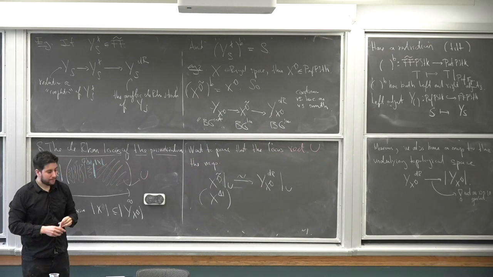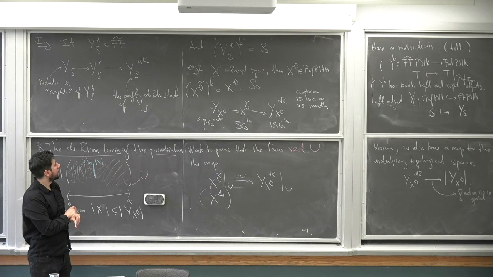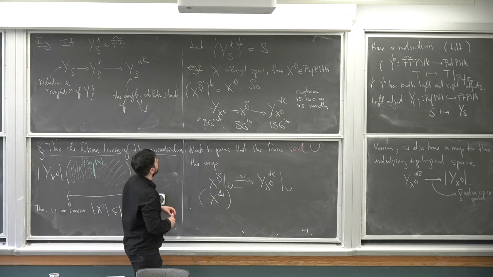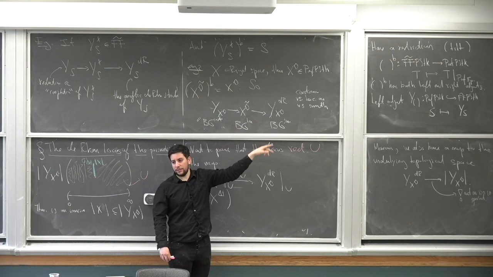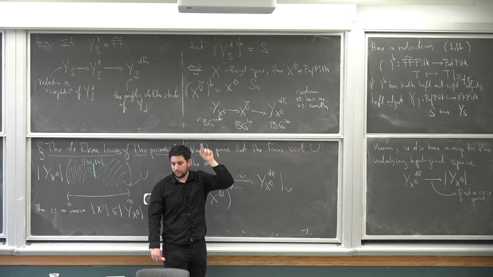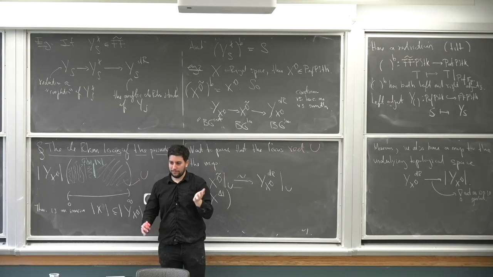Just to clarify, those maps are not isomorphisms on topological spaces? These ones? Yeah. All of them are isomorphisms on underlying topological spaces, nothing more than that.